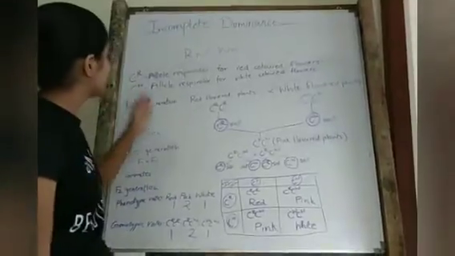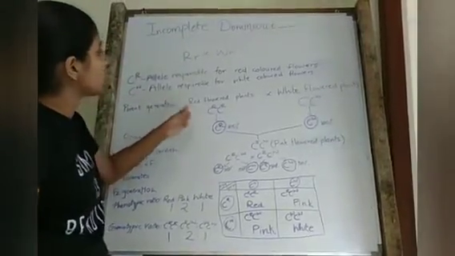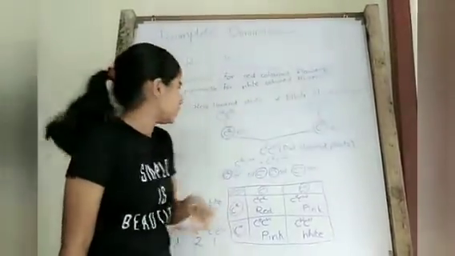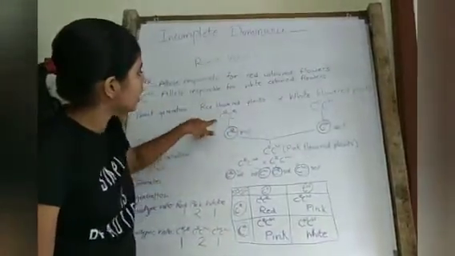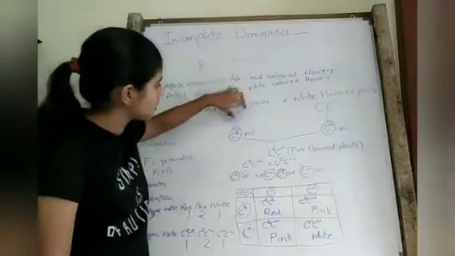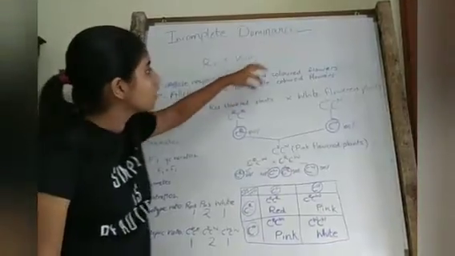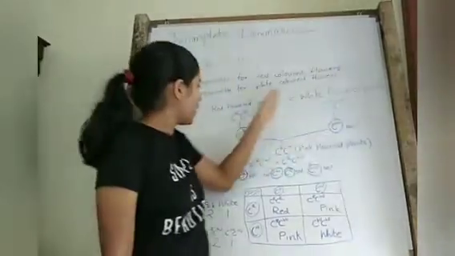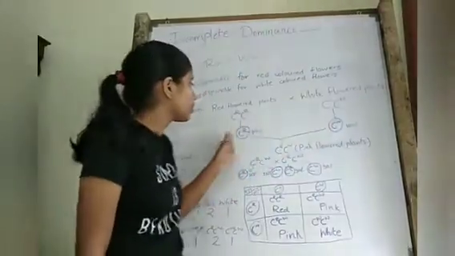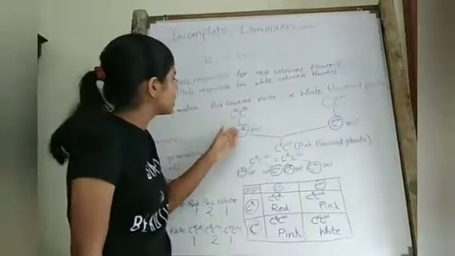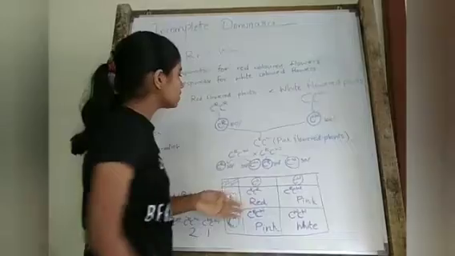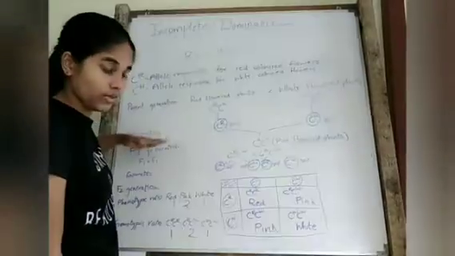So then we have the parental generation, where red flowered plants are crossed with white flowered plants. Red flowered plants are denoted by CR CR. White flowered plants are denoted by CW CW. And then we write down the gametes. Always remember to circle the gametes. CR, CW, 100%. And then crossing occurs and the F1 generation is obtained.